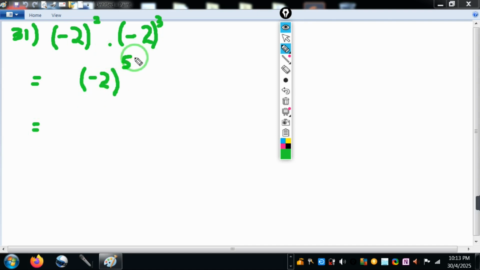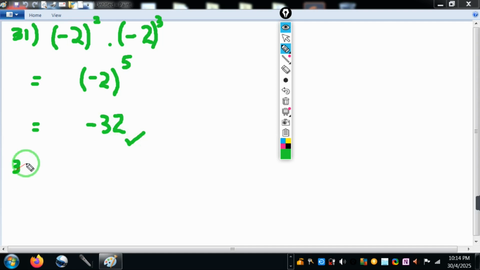Anytime a power is odd number, 1, 3, 5, 7, 9, 11, like that, it will always turn out to be negative. Anytime it is even power, 2, 4, 6, 8, 10, 12, 14, it will always turn out to be positive. So it's odd number must be negative. Negative 2 to the power of 5, we already know that. Do you know? Minus 32. 100% correct.